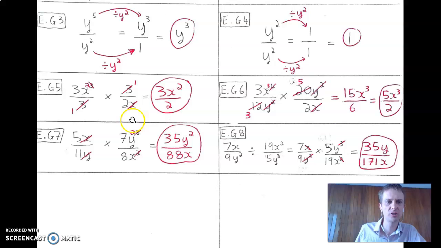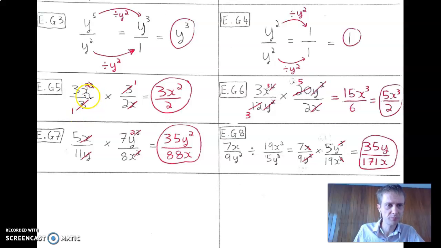Now for me personally, I always start with my numbers first. So the 3 and the 2, there's no cancelling there. I'm going to cancel this 3 here with that 3 there. I'm going to divide both of those by 3. 3 divided by 3 is 1. 3 divided by 3 is 1 as well. That's my first bit of cancelling. I could have cancelled this 3 with that 3 if I'd wanted to. It's completely the same answer you'd get there.